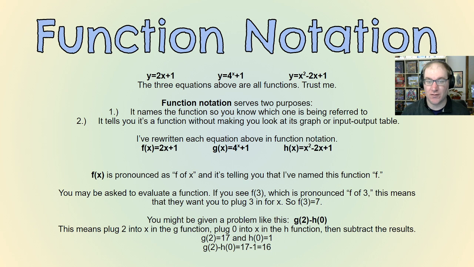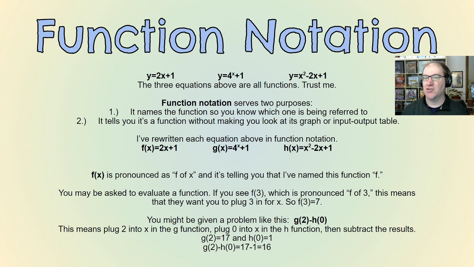Now, I could just tell you they're functions, right? But there's a better way for me to indicate that they're functions, and that's called function notation. So look down below here, and I've given you the same three equations again, but now they're in function notation. So f(x) equals 2x plus 1. We say that as f of x equals 2x plus 1. The second one is g of x equals 4 raised to the x power plus 1. And the third one is h of x equals x squared minus 2x plus 1.